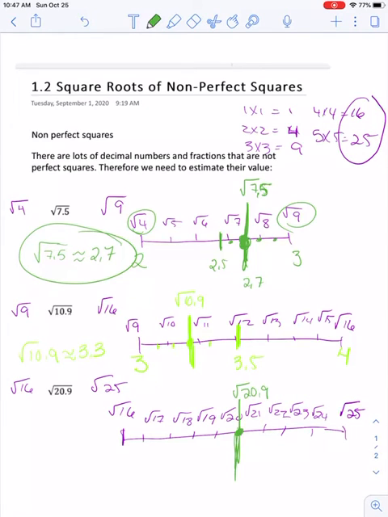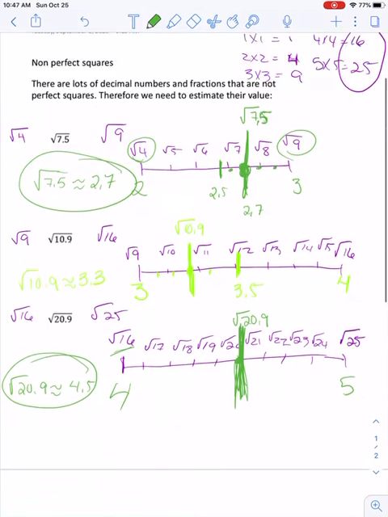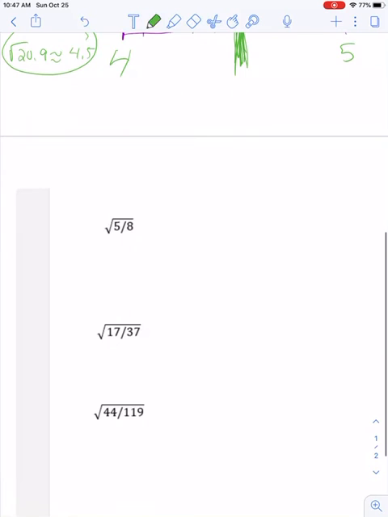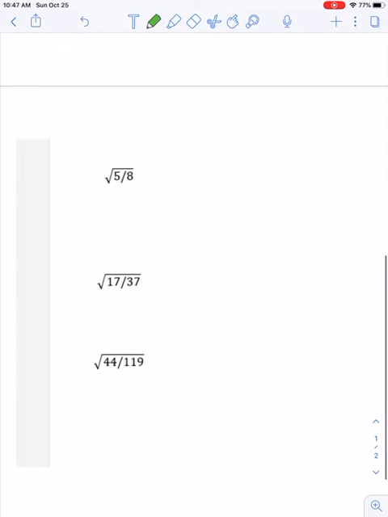And now we're going to go at the bottom. I know that the square root of 16 is 4, and the square root of 25 is 5. And if I look, I'm going to know that the square root of 20.9, remember we don't put the equal, we put the estimation sign, would be just about at 4.5. So if I'm estimating the square root of 20.9, it would be approximately 4.5.